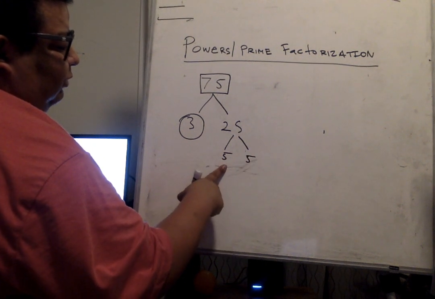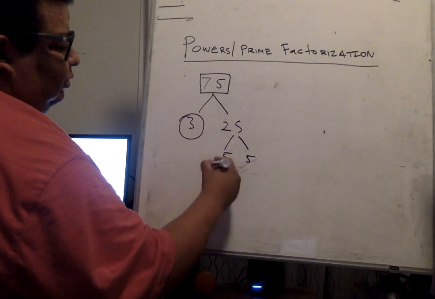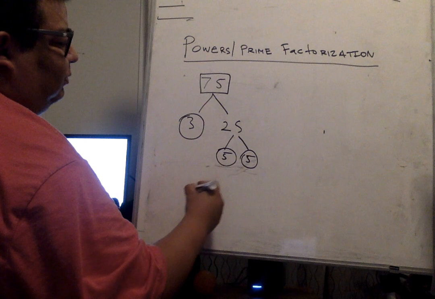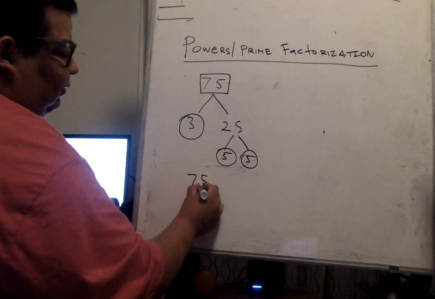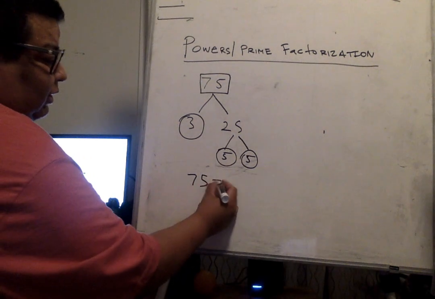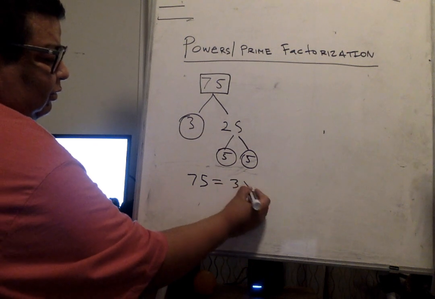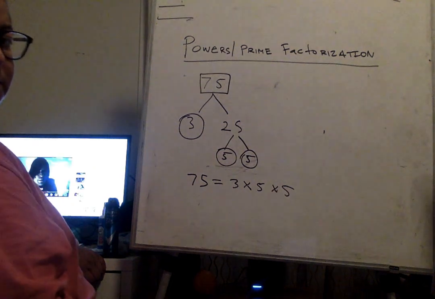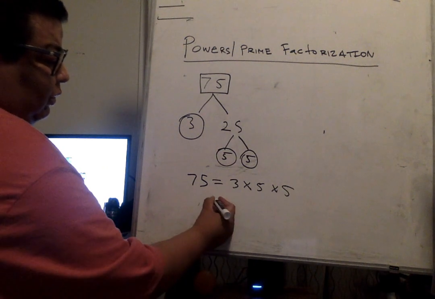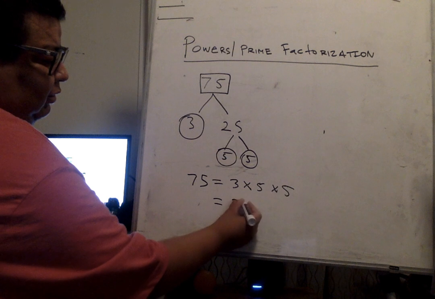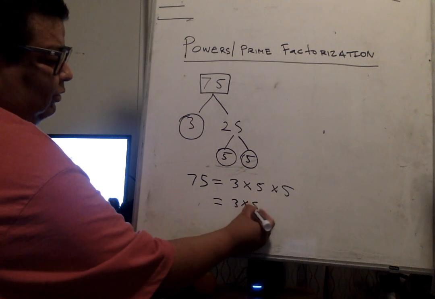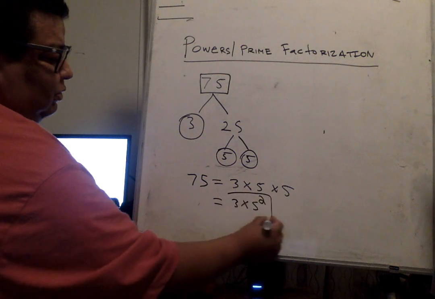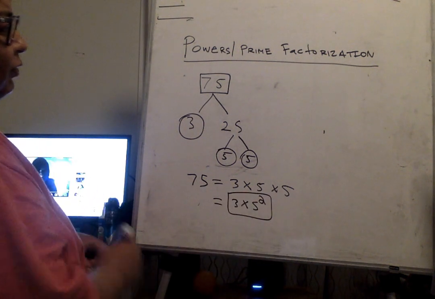Can 5 go any further? No. Can 5 go any further here? No. So you circle 5 and 5. Those are primes. 3 and 5 are primes. So 75 can be written as 3 times 5 times 5. And this is equal to 3 times 5 squared in power form, because there are two 5's. This is the prime factorization of 75.